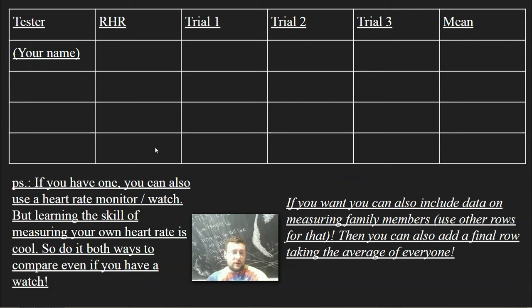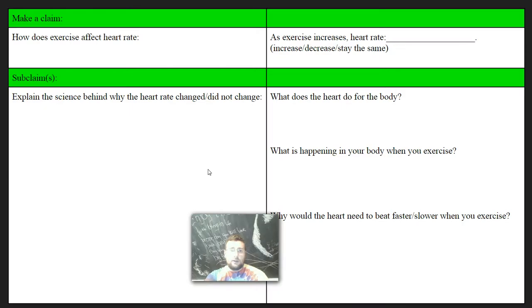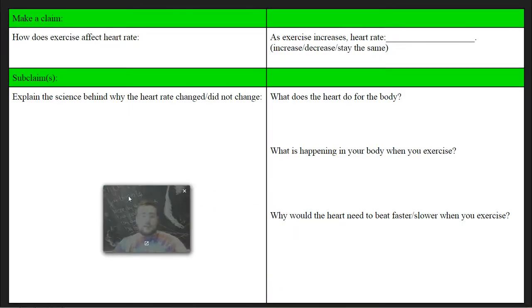Now, how to turn this into a selection of evidence grade? Well, on the activity or exercise you're supposed to turn in, first you're supposed to make a claim. And the claim should be whether exercise increases, decreases, or makes the heart rate stay the same, right? Then you can make some subclaims, which are also associated with heart rate's effects on the body. What does the heart rate do for the body? What is happening to your body when you exercise? And why should your heart beat faster when you exercise? Okay, so you made some claims and some subclaims.